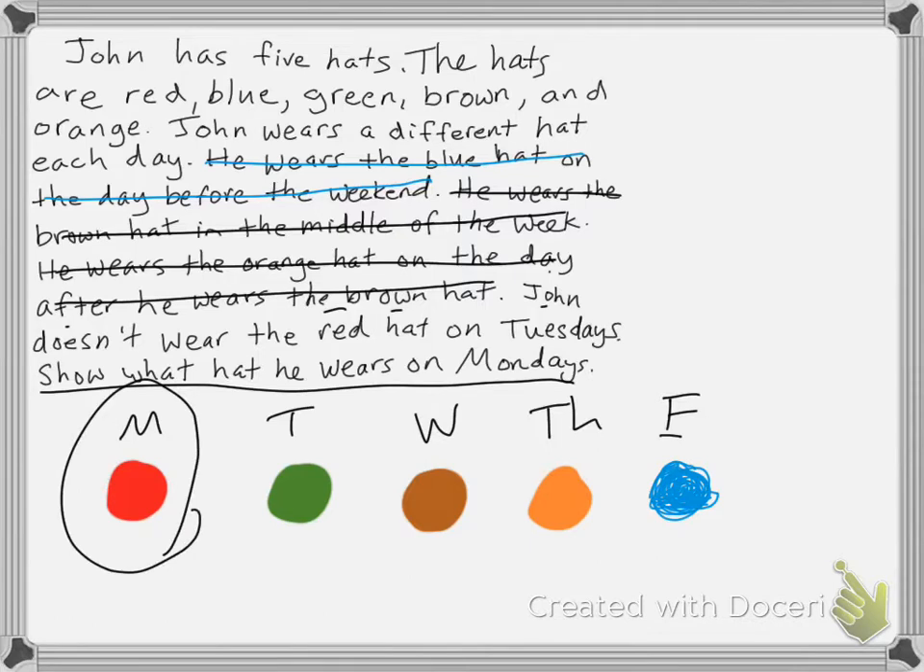So when we solve a problem, it helps to use colors or pictures to help us figure out the clues as we work through the problem step by step.